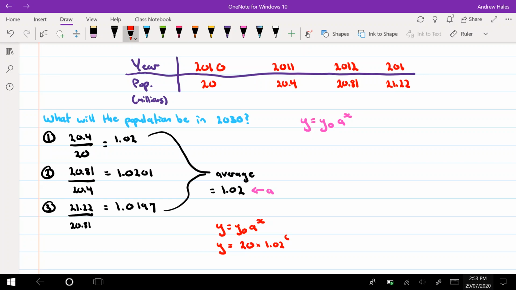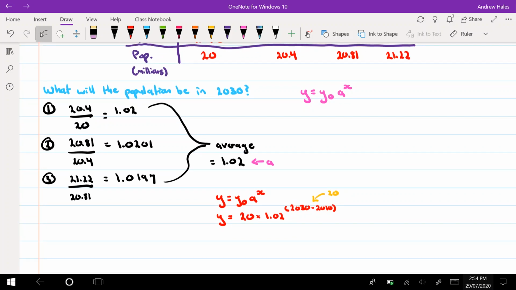Okay, now we want to know what the population is going to be in the year 2030. Well, how much time has passed from 2010 to 2030? 20 years. I'm going to take the 2 time periods away from each other. Okay, and I'll just show that that's 20. So what we're doing is we're doing 20 times 1.02 to the power of 20. And my final answer is 29.7.